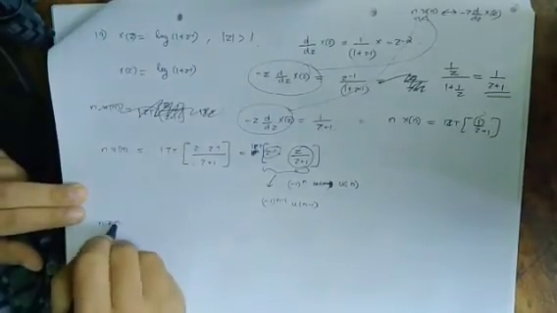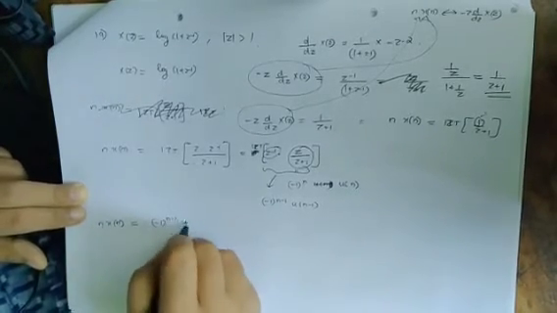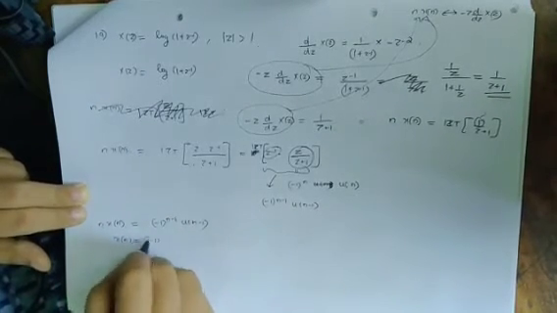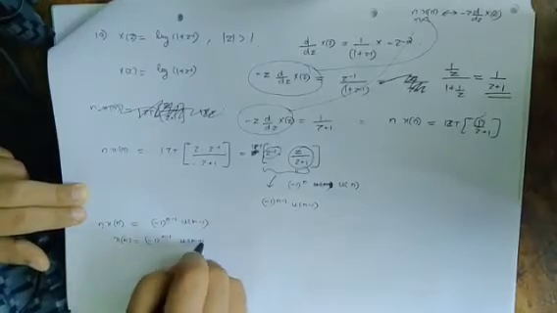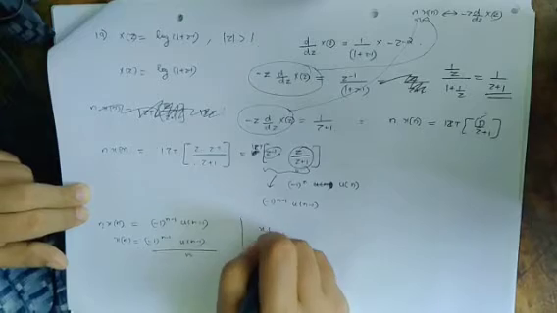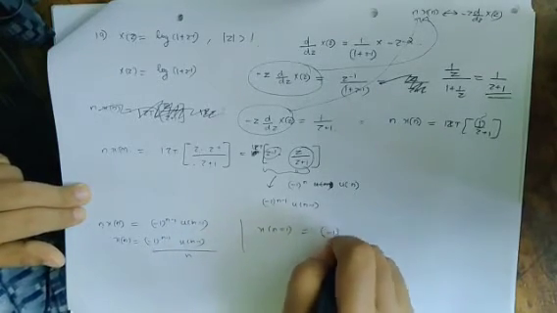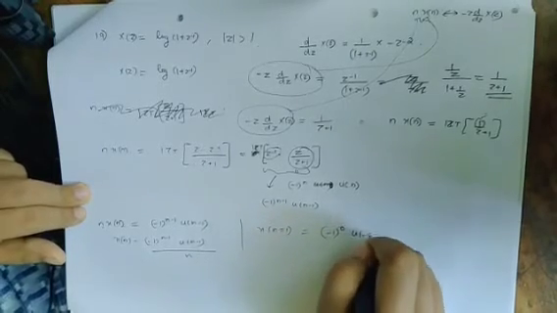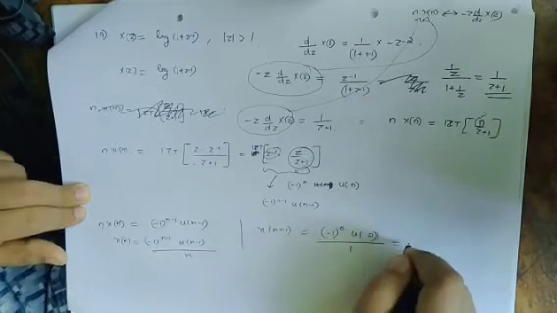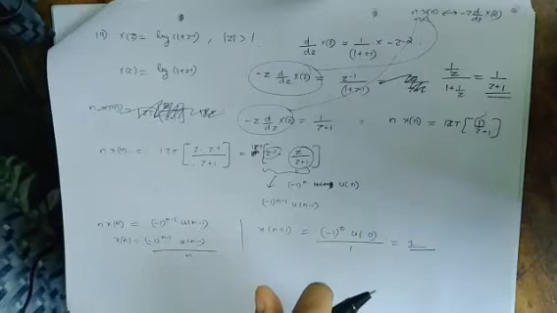So I can write x(n) equal to (-1)^(n-1) u(n-1). So from here, x(n) equal to (-1)^(n-1) u(n-1) divided by n. From here it is asked in the question to find x(1), right? When n is equal to 1, that is (-1)^0 u(0) divided by 1, which is equal to 1 only. What is u(0)? It is equal to 1. So the answer will be equal to 1.